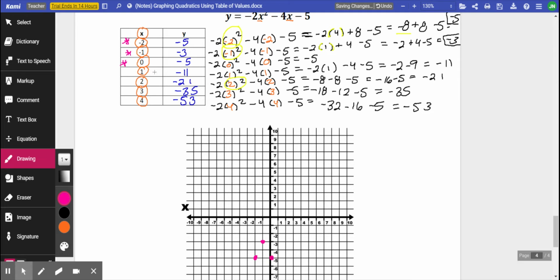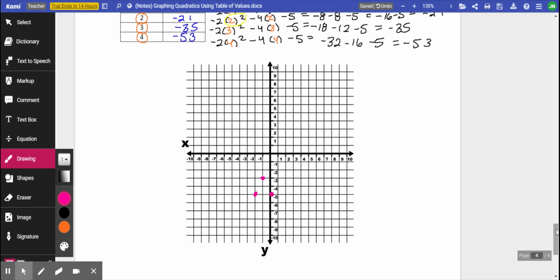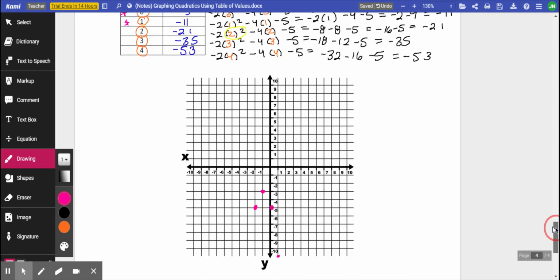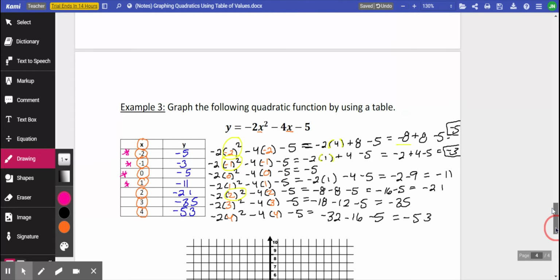Okay. The next point that we're going to graph is 1, negative 11. So we go to the right 1 and then down 11, which is going to be right off the graph, right? 1, 2, 3, 4, 5, 6, 7, 8, 9, 10, 11. So it'll be right about there. The other ones won't fit. So as you can see, that kind of gives me the shape of the parabola.